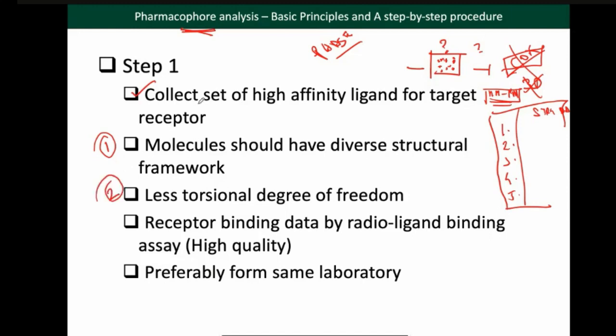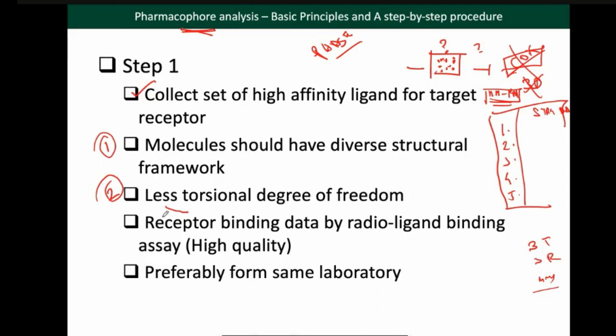The second thing is that they should have fewer torsional degrees of freedom. I probably have an example in the upcoming slide. The reason, as of now, is the torsional degrees of freedom I discussed while discussing the docking algorithm, if you remember. There are basically 6 degrees of freedom, 3 for translation and 3 for rotation, and many for the torsional degrees of freedom. Torsional degree of freedom is nothing but the number of rotatable bonds. Depending upon the number of rotatable bonds, the number of conformations will increase, it can reach exponential, right? So if the molecule has many rotatable bonds, the torsional degrees of freedom will be more.